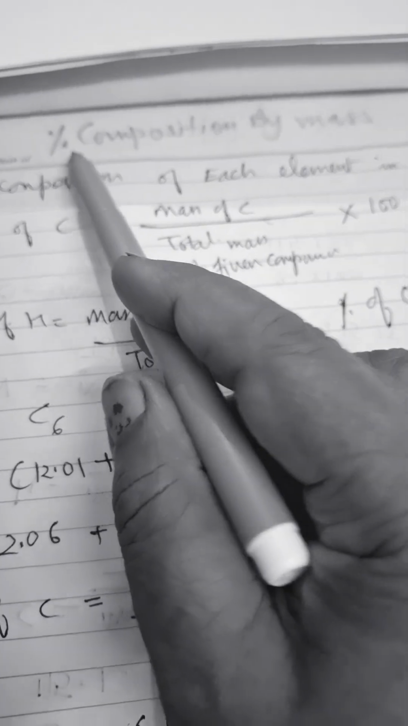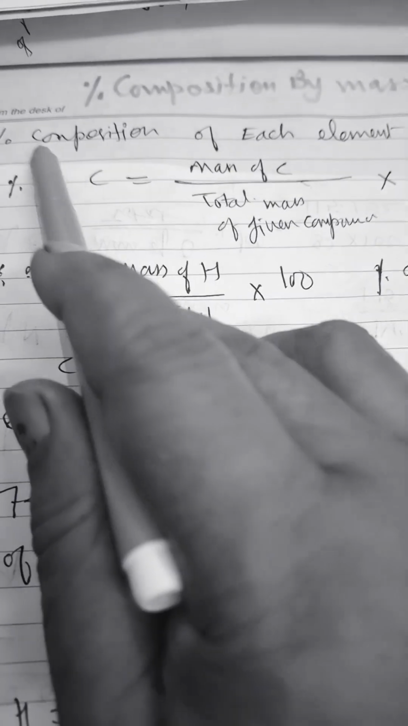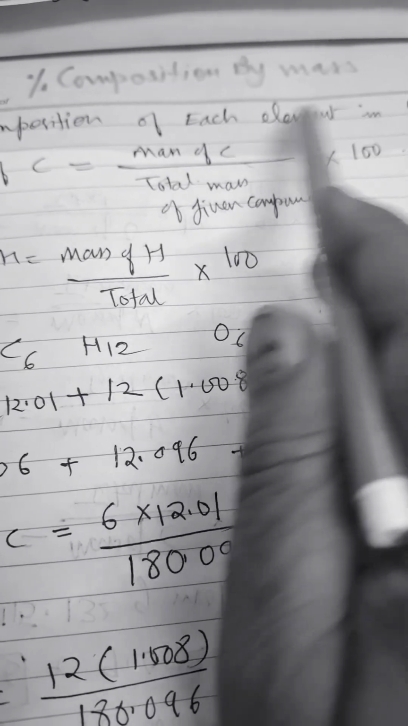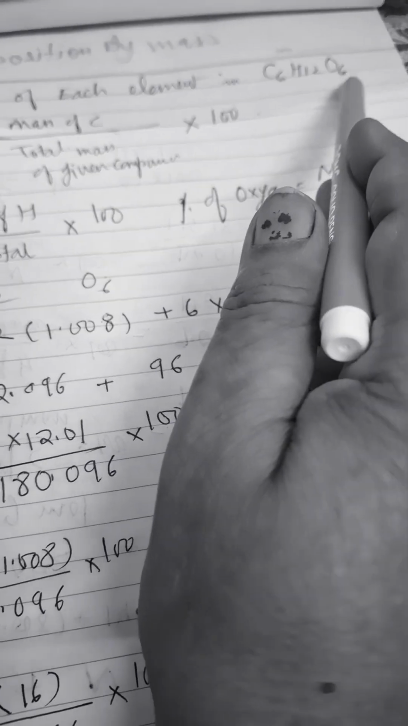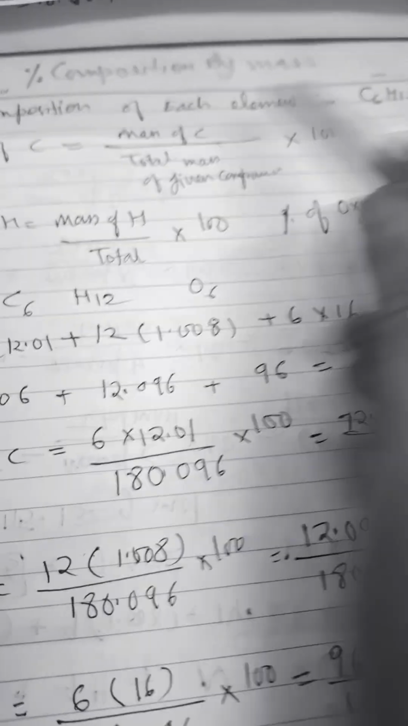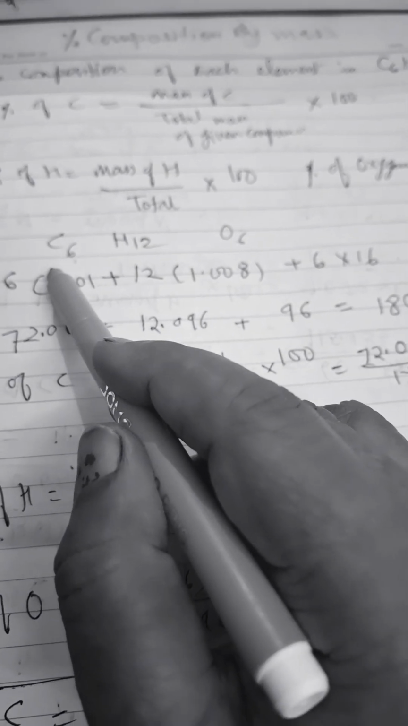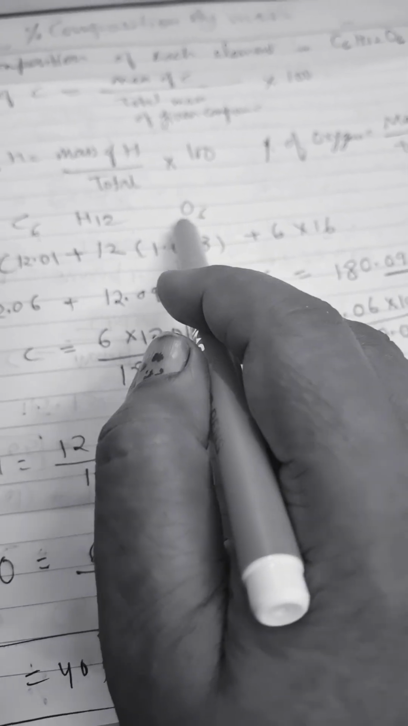Hello student, we will do percentage composition by mass of element. So here, percentage composition of each element in C6H12O6, that is glucose. How many carbon here? 6 carbon, 12 hydrogen and 6 oxygen.